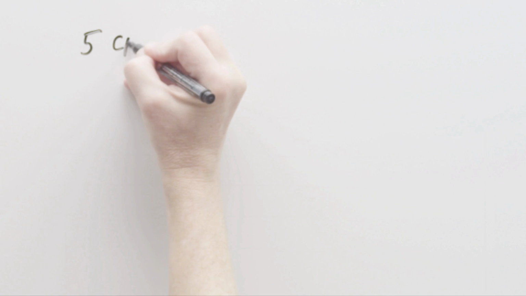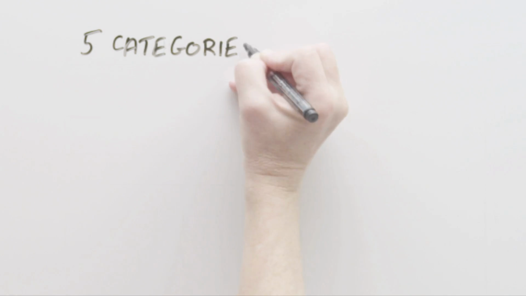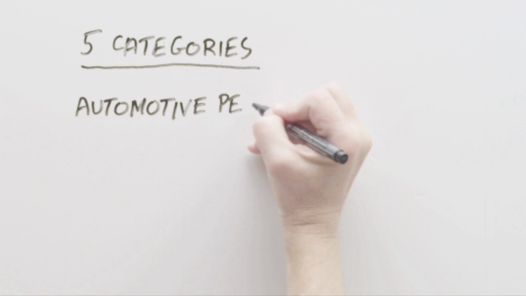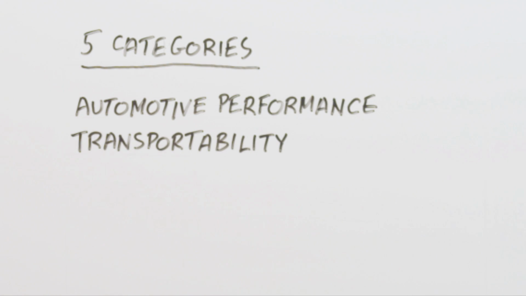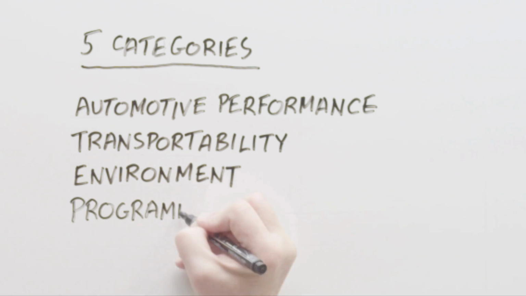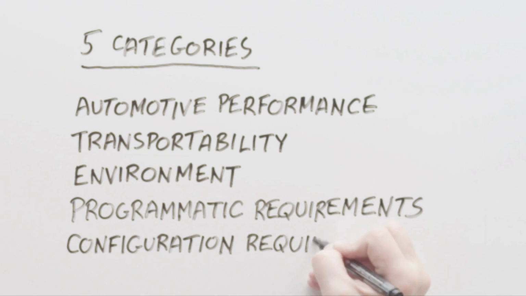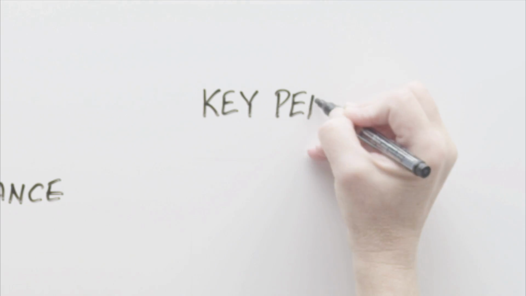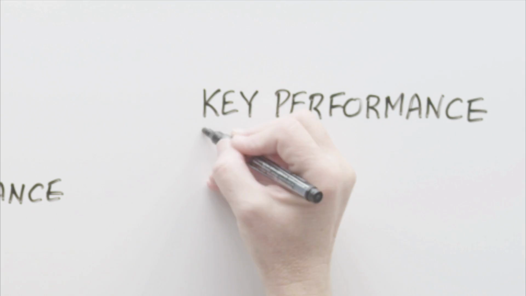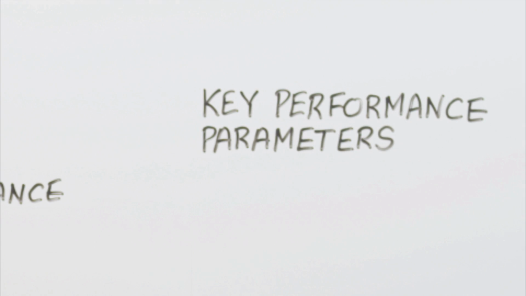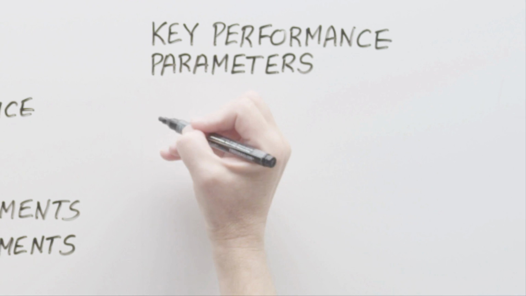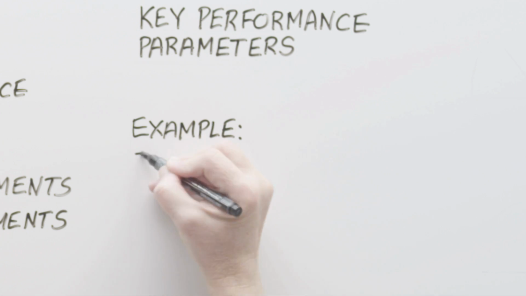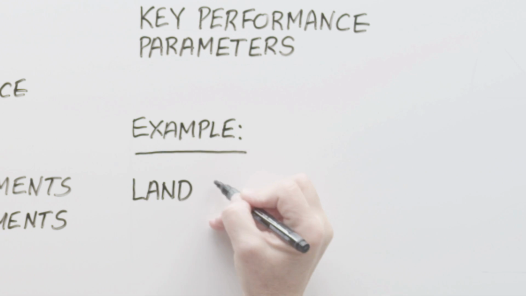The mobility drivetrain requirements are grouped into 5 main vehicle subsystem attribute categories: automotive performance, transportability, environment, programmatic requirements, and configuration requirements. Within the design requirements for the FANG challenges are a set of top priority items known as Key Performance Parameters. KPPs are essential performance attributes that are critical to the vehicle's operational capability and must be met for any design to be successful. Each requirement is defined by a minimum desired threshold value and an ideal goal objective value.